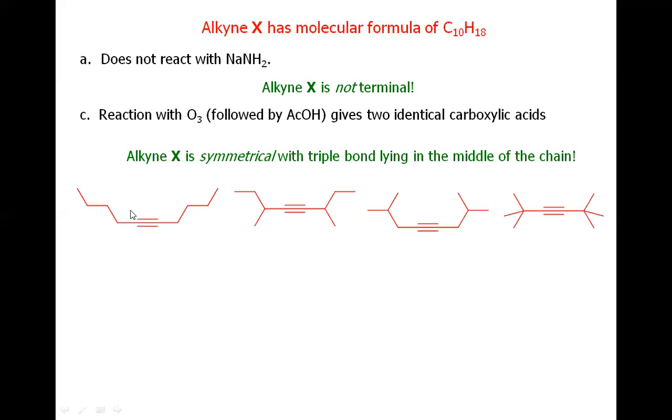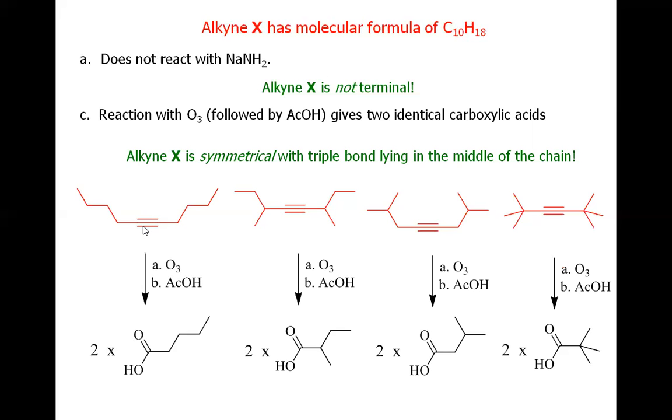These are the four possible structures of the alkyne having the molecular formula C10H18. But in all four, one thing is common: the carbon-carbon triple bond is lying in the middle of the molecule. It is deliberate, because when this triple bond is broken through ozonolysis, we will have two carboxylic acids which will be similar. When this is broken from the middle, we will have this pentanoic acid twice, same as for this. In this case, we will have this carboxylic acid twice, same for the third and the fifth molecule.